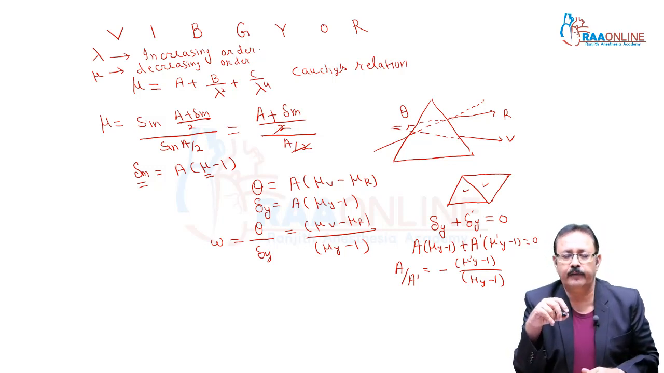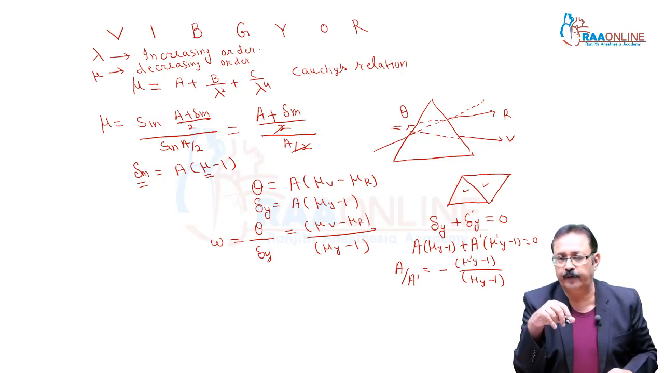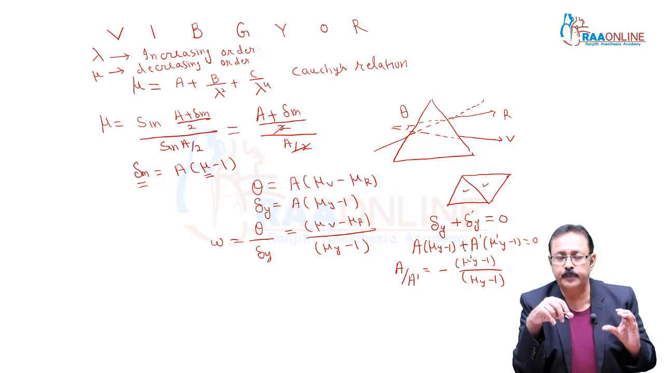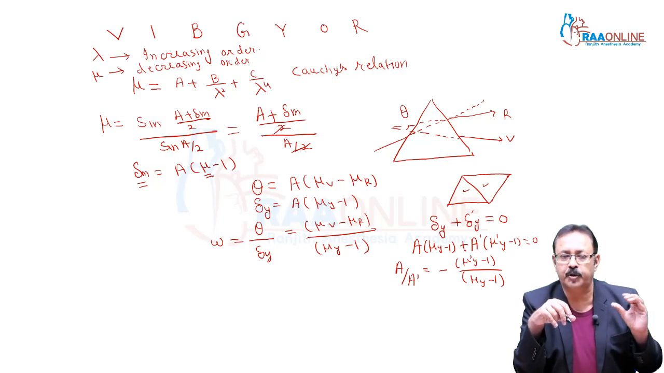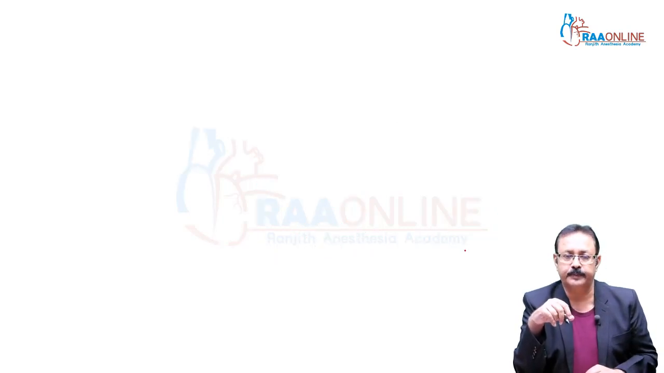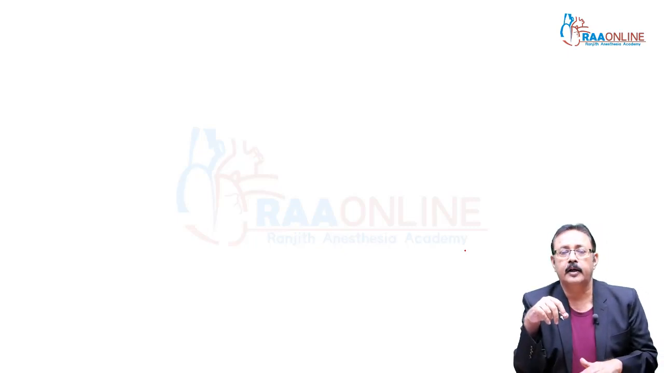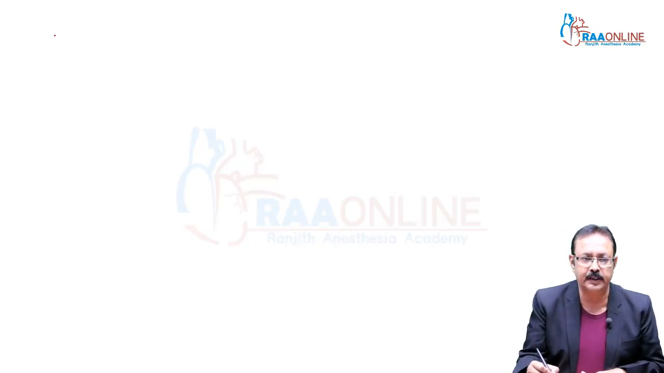So in this way, we can finish deviation, we can finish dispersion. We need two prisms of different materials whose prism angles should be in a particular ratio and should be in opposite directions. So it was all about prisms. After prisms, we are moving towards refraction through curved surfaces.